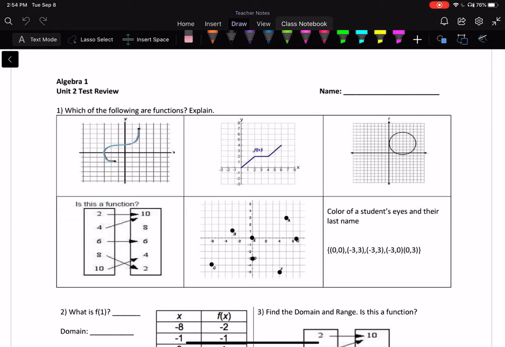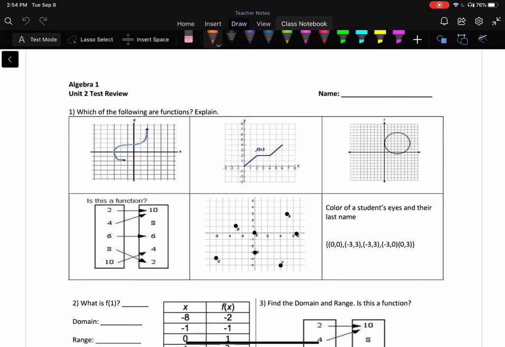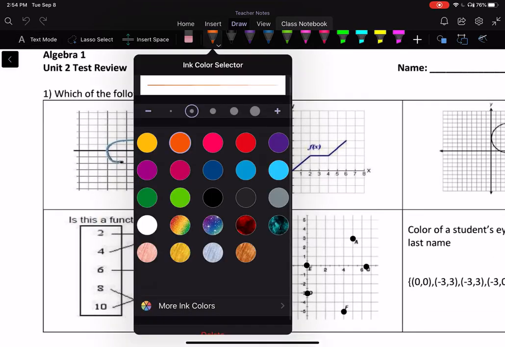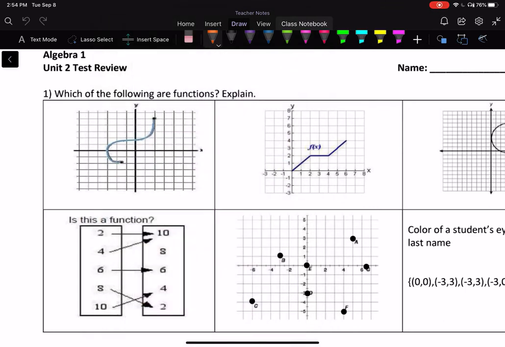We are going to start out naming if these graphs are functions. So number 1, I'm going to draw my first vertical line. And since my vertical line hits my graph in two different places, we know that this is not a function.